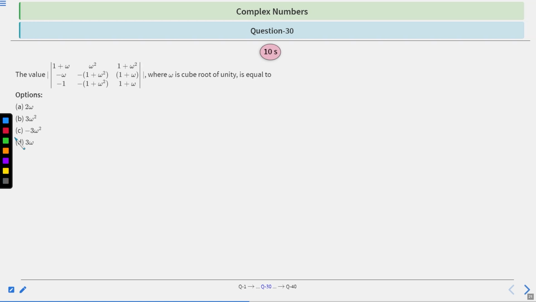Now let's discuss question number 30. We have to calculate the value of this determinant, where omega is the cube root of unity. So let's move to the solution after 10 seconds.